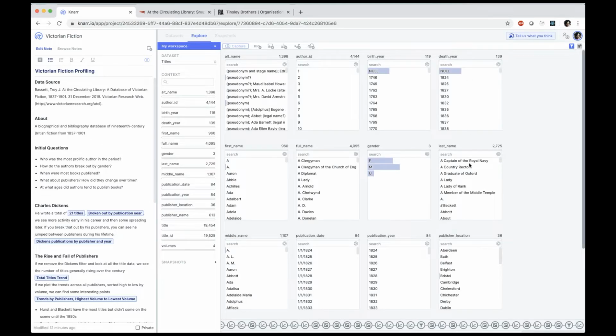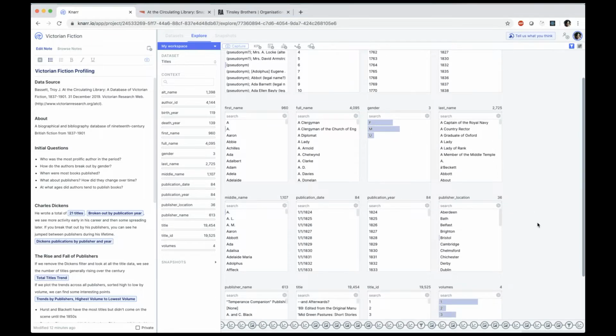So here we can see that we have sort of author names, their gender, their full names. We have this alt name field, which is pretty cool. It has alternate names authors might have published under, either pseudonyms like these, or sometimes they had titles or married names or maiden names and things like that.